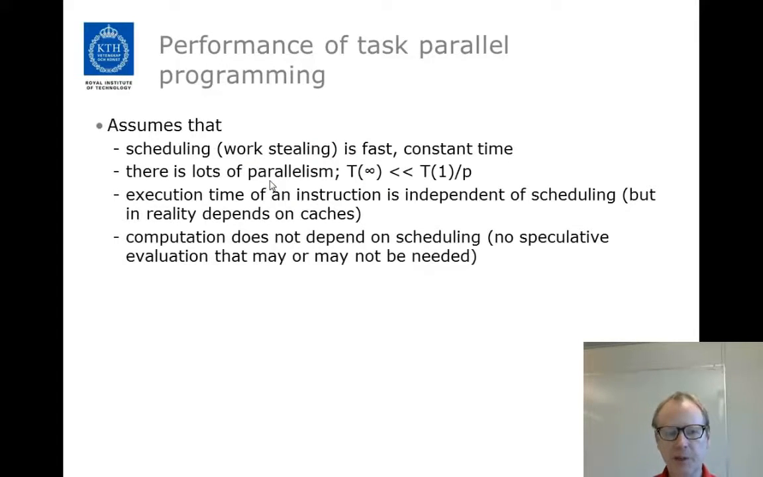It assumes that we have a work stealing scheduler which is fast and in constant time. It assumes that there is a big parallel slack, lots of parallelism, which means that the span is overwhelmed by the execution time of one processor over a number of processors or cores. And also it assumes that the execution time of an instruction is independent of the scheduling. In reality, it really depends on the caches and cache computations. It assumes also that computation does not depend on scheduling, and so on and so on.